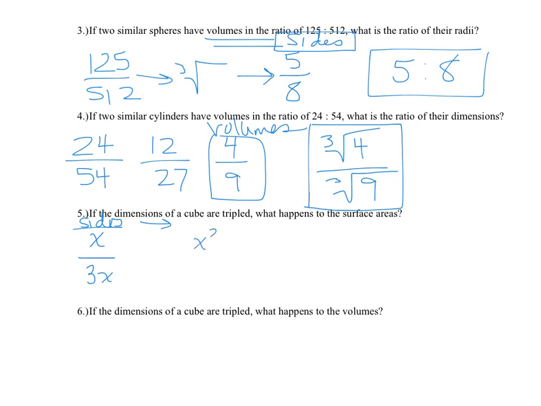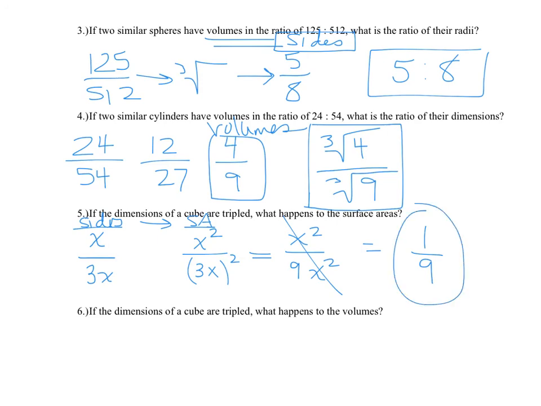So now I would get x squared over 3x squared. This is going to be the surface area ratio. Well, let's simplify this. It's going to give me x squared over 9x squared. And the x squareds can cancel out. So we're left with a ratio of 1 to 9. So the dimensions of the cube got tripled. They went from x to 3x. And that means that the ratio of the surface areas basically got multiplied by 9. So it got 9 times as big. So the surface area is 9 times bigger than the original one.